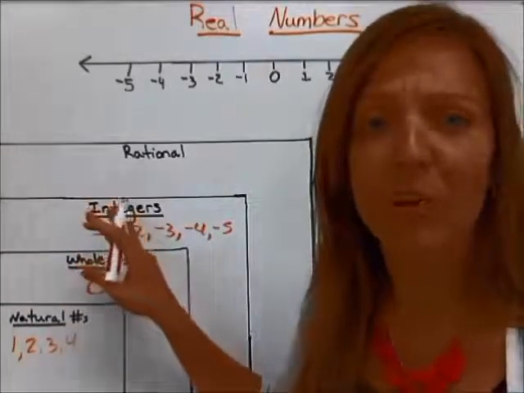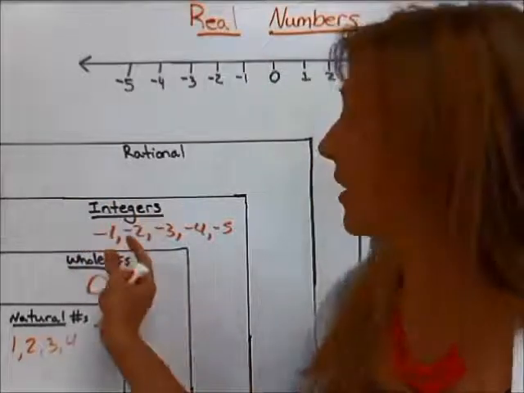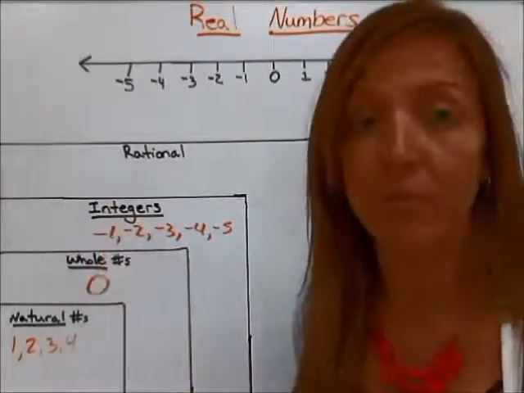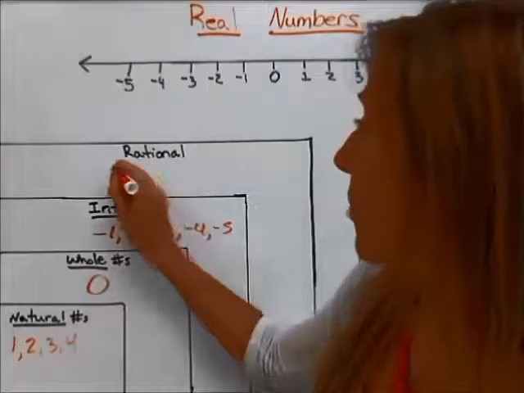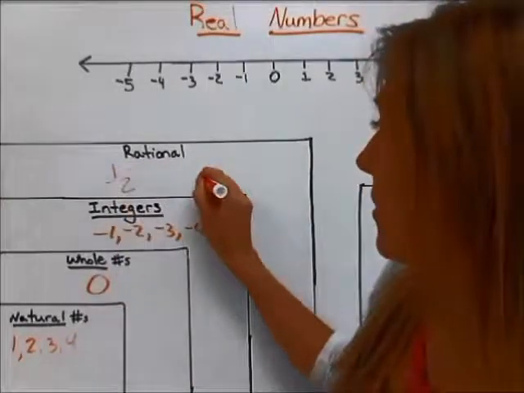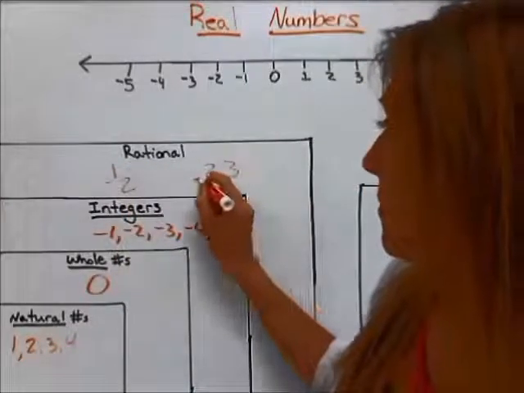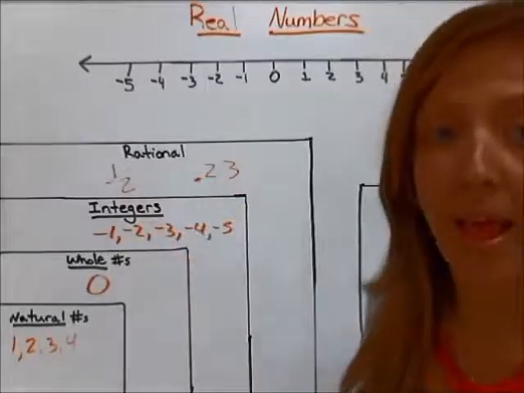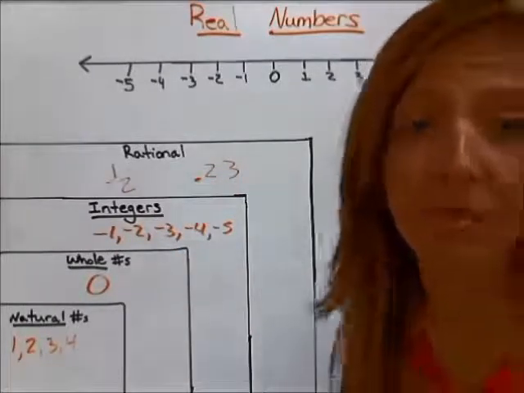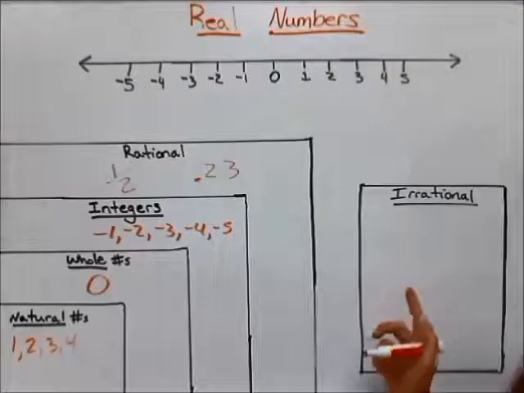Rational numbers. Rational numbers are those numbers that come in between your integers. Those are your fractions and your decimals. 23 hundredths, 1/2.